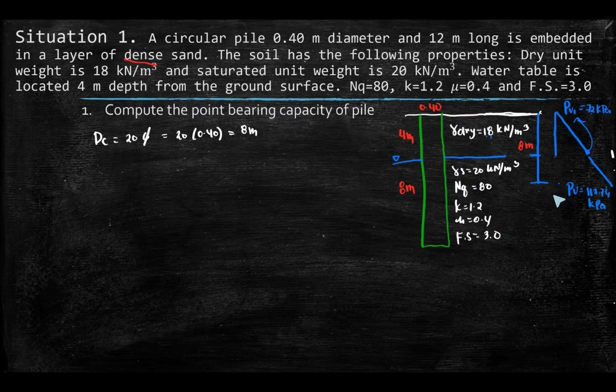So that is now the pressure diagram at our critical depth. After our critical depth, as we said, the pressure diagram will only be uniform. Since it is uniform, this pressure here is just the same, right? 112.76 kilopascal.